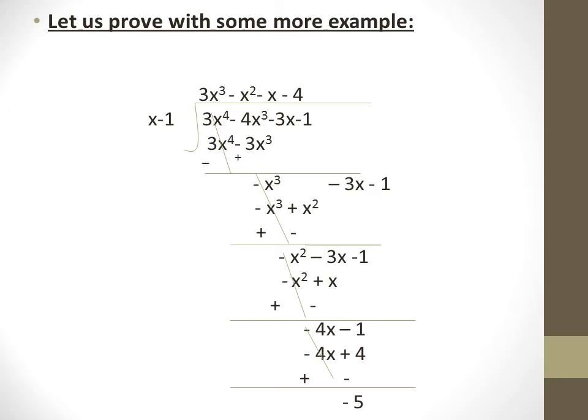Let us prove with some more examples. Here one more example is given. The dividend polynomial is 3x raised to 4 minus 4x cube minus 3x minus 1, and the divisor polynomial is x minus 1. So we have to divide this dividend polynomial by the divisor polynomial x minus 1. Follow similar steps to do the division in this case also. Try to do it, and you can refer to this page to see how we have solved it.